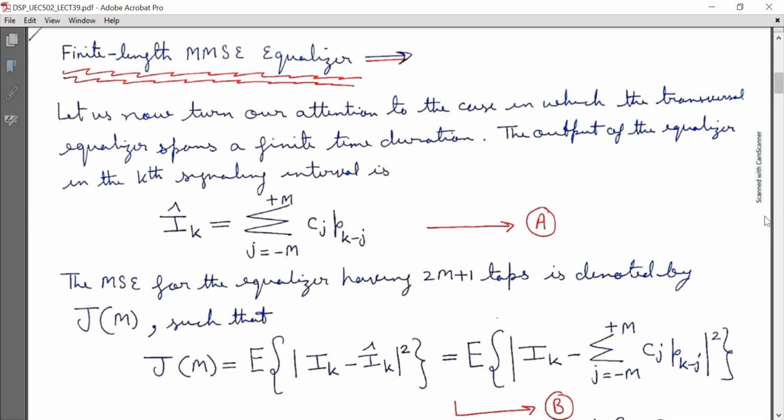The output of the equalizer in the kth signaling interval is I cap k equal to summation j running from minus M to M of cj p k minus j. Mark it as equation A. As discussed earlier, p k minus j is the unequalized input to the equalizer.